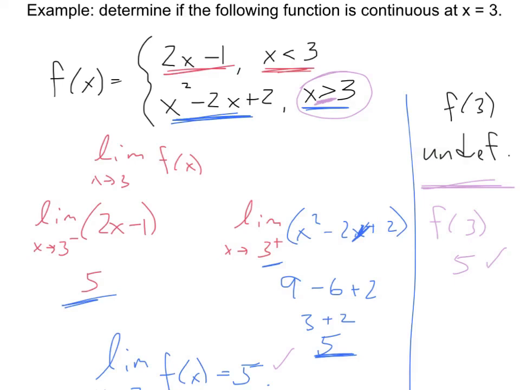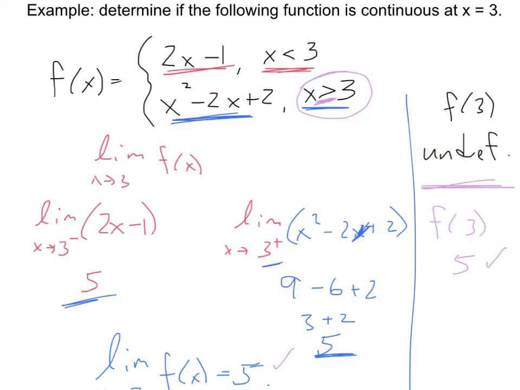Well, discontinuous means it would have holes or jumps or asymptotes. And in a piecewise function, that's probably only going to happen at the jump. In fact, if you think about it, what does 2x minus 1 look like? Pause the video and think about that. 2x minus 1 is a line, like a slope 2 line. There are no holes, there are no jumps, there are no asymptotes.